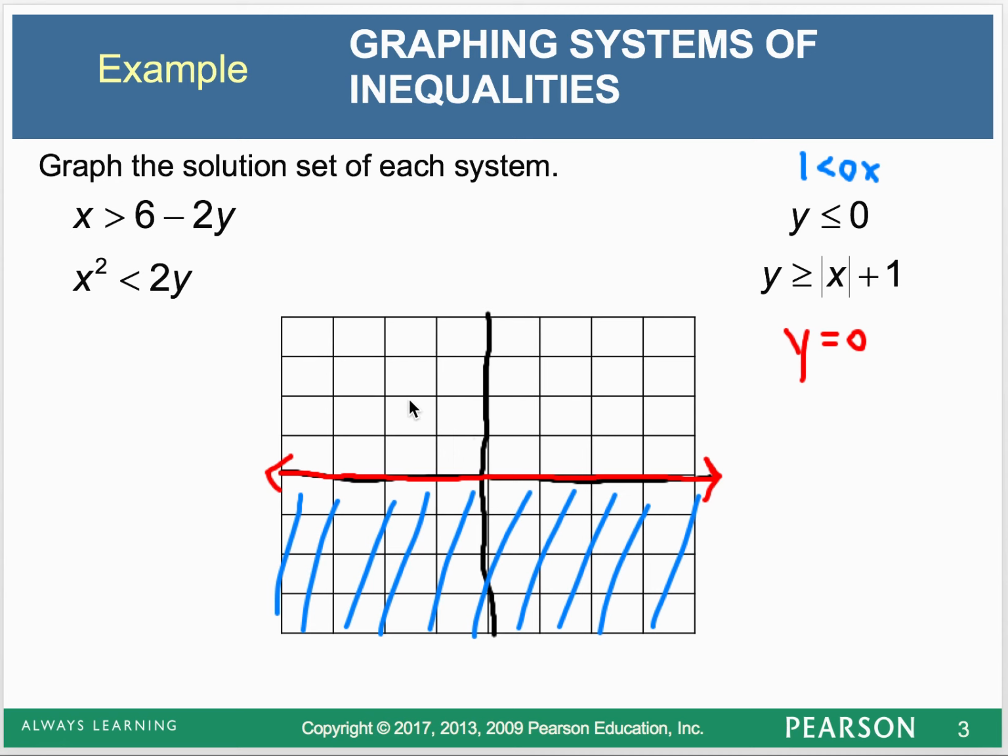Now we've got absolute value, so we should be able to do those points very quickly to do our transformations. And I'm going to take every one of those points and move it up 1. Up 1, up 1, up 1, up 1, up 1. And I know it's a V shape. It is going to be a solid line again because it has that equal part.